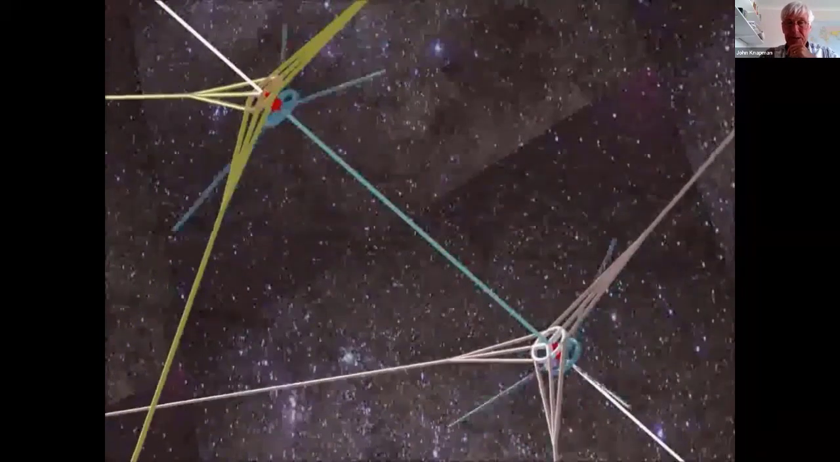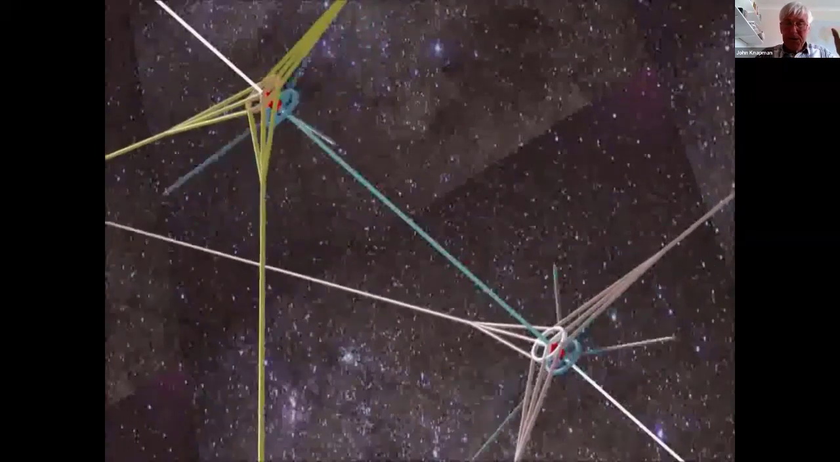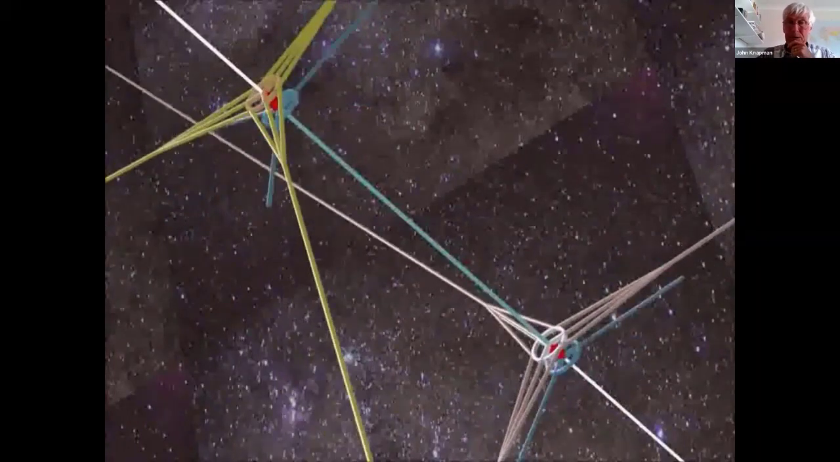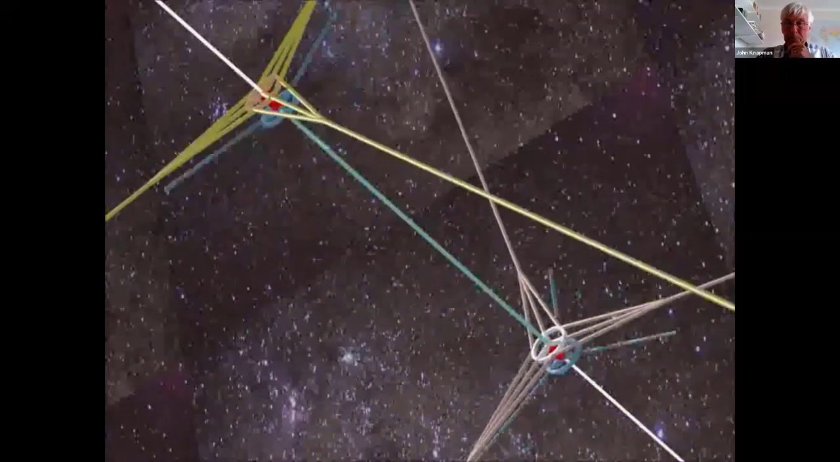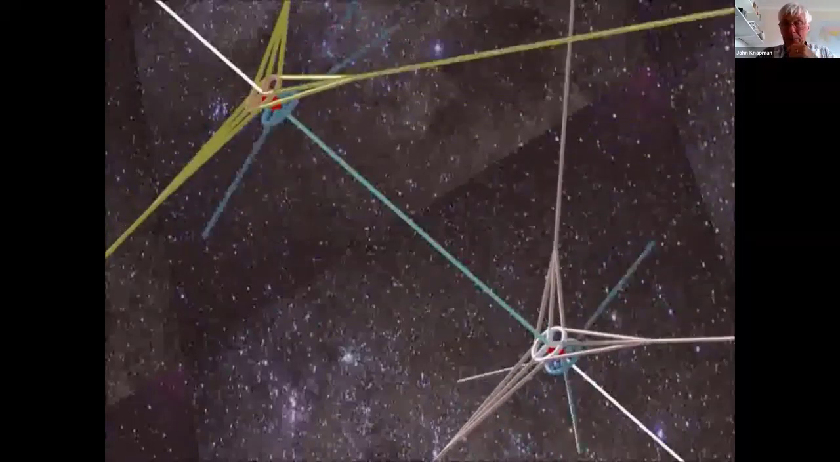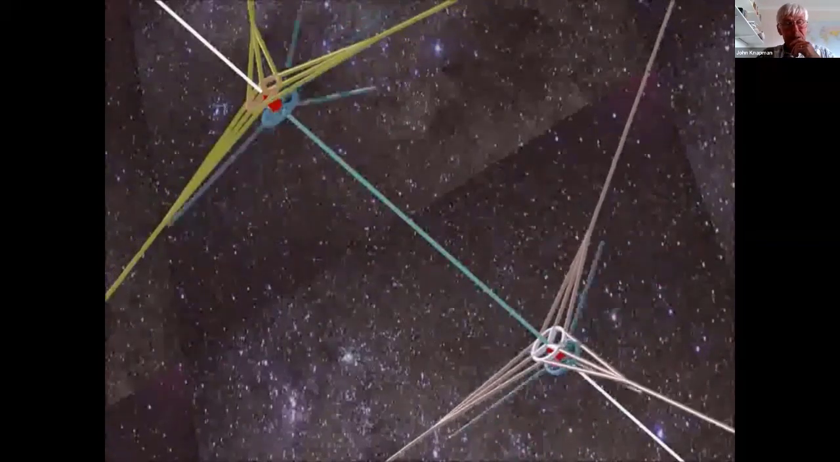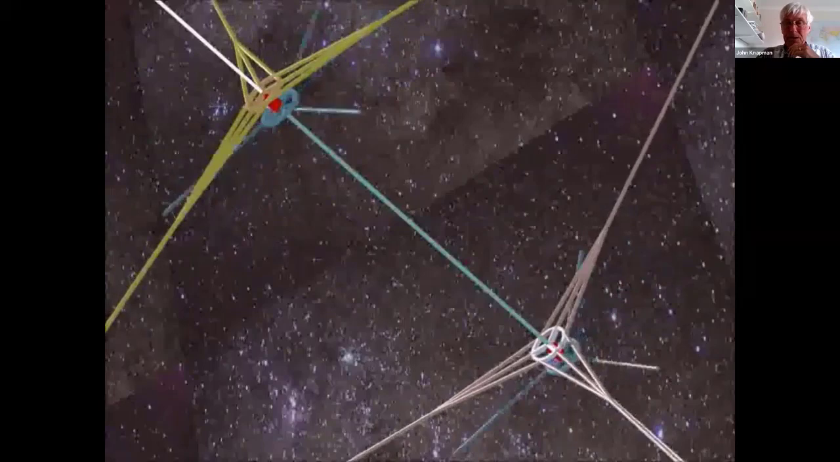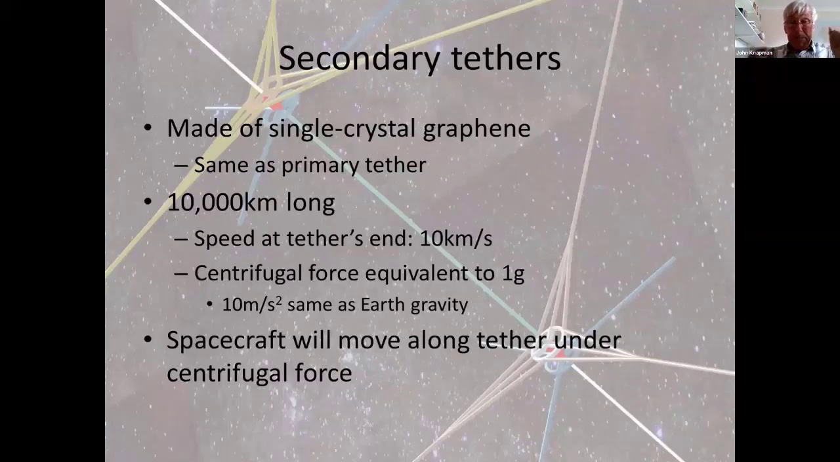And these secondary tethers are 10,000 kilometers long. And so the velocity at the end will also be 10 kilometers per second, but your spacecraft is only subject to very modest g-forces. With the other methods, you get quite large g-forces, but really the g-force with this system is just about the same as Earth gravity, about 10 meters per second per second. So the secondary tethers are made of single crystal graphene, just like the primary tether. They're 10,000 kilometers long. There you are.